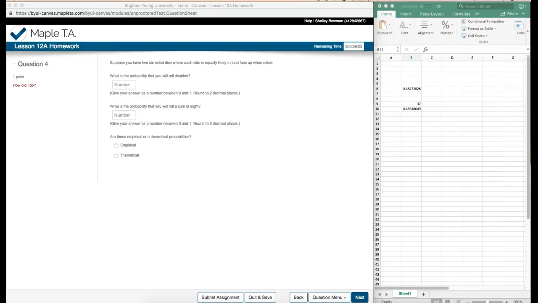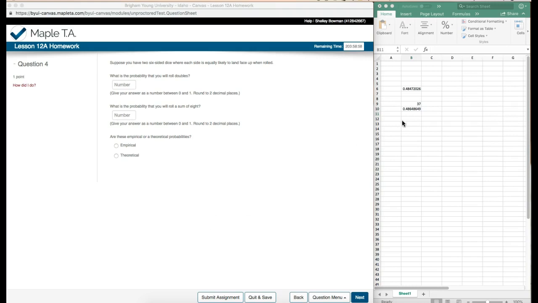This is Maple TA Lesson 12A Homework Question number 4. Suppose you have two six-sided dice where each side is equally likely to land face up when rolled. That last part is just making sure that you know that these aren't loaded dice, that it's not going to land more consistently on one side than the other. The next is, what is the probability that you will roll doubles?